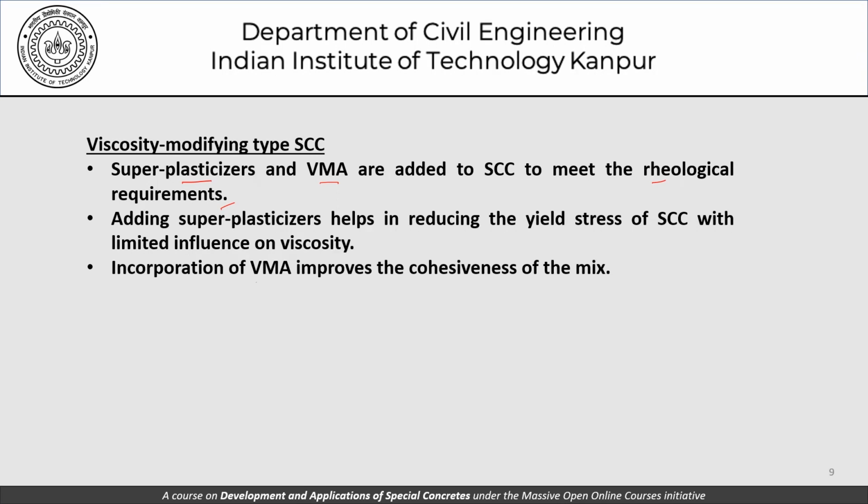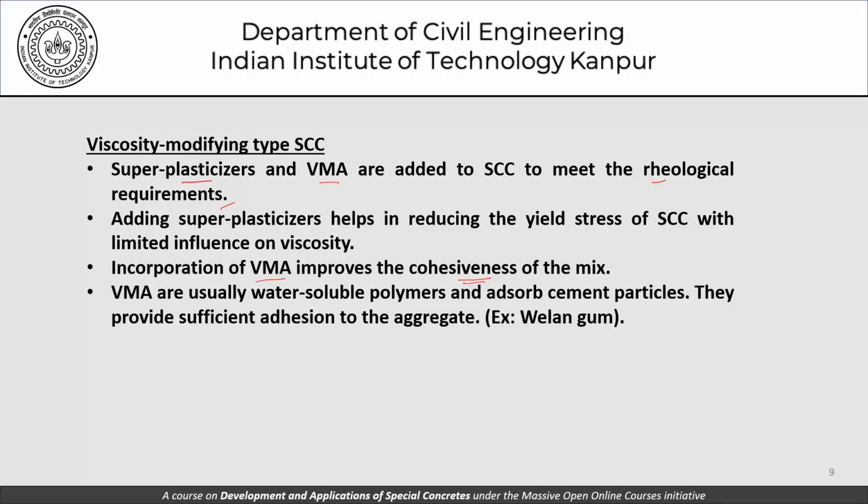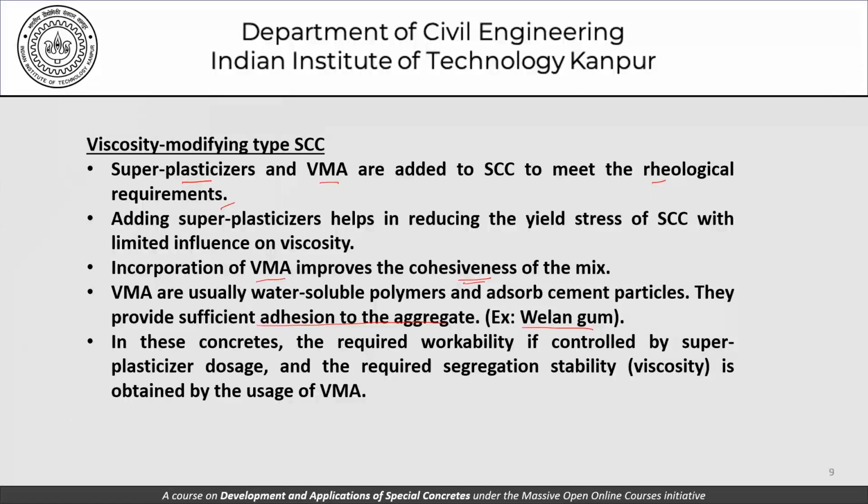Incorporating the VMA improves the cohesiveness of the mix. VMA are usually water-soluble polymers that adsorb onto cement particles, and they provide adhesion to the aggregate. One of the examples of VMA is Welan gum. In these concretes, the required workability is controlled by superplasticizer dosage, and the required segregation stability, that is viscosity, is obtained by an appropriate dosage of the viscosity modifying agents.